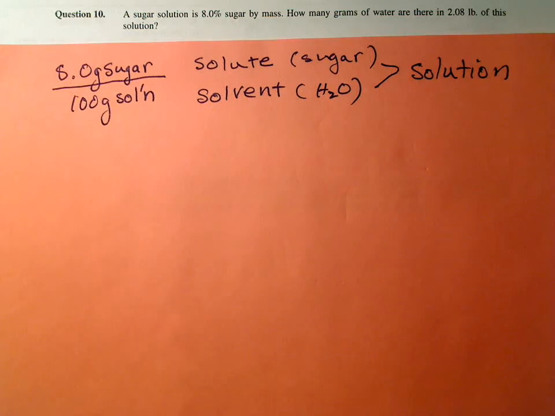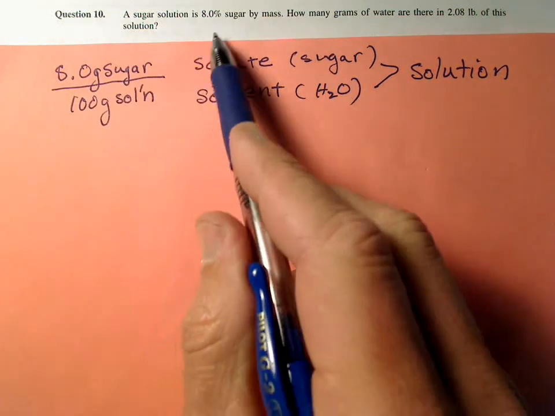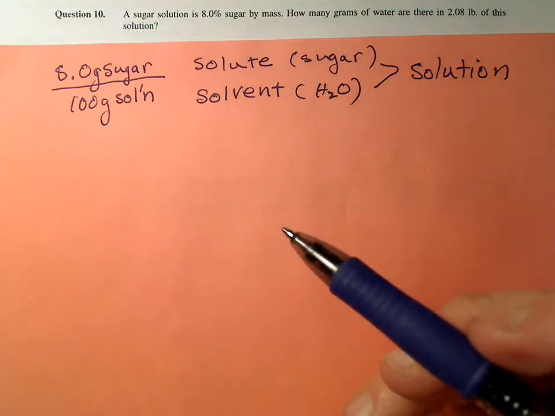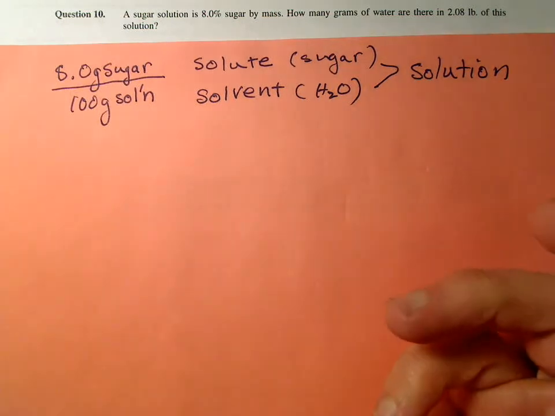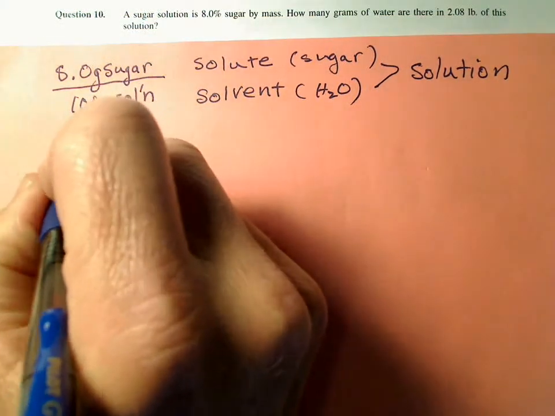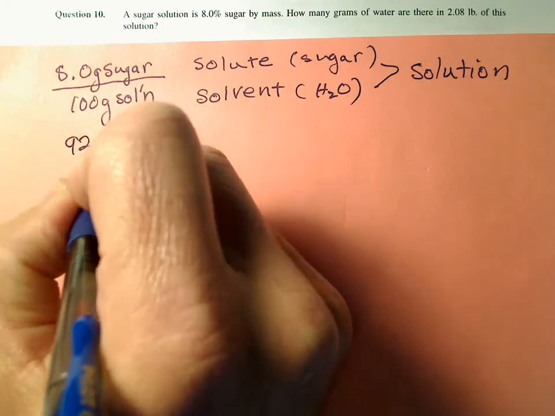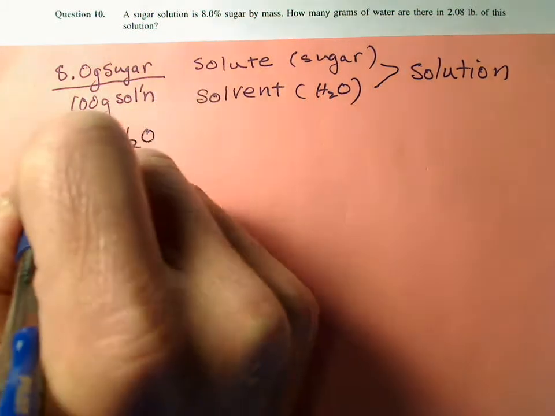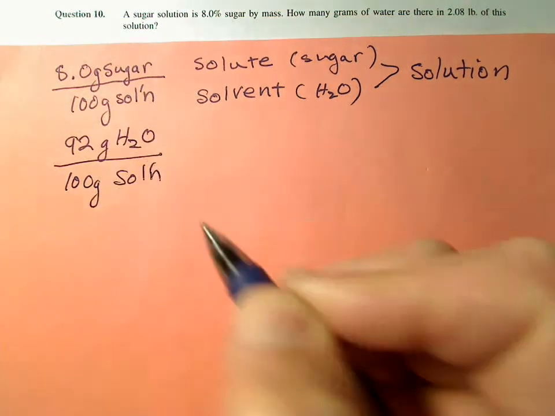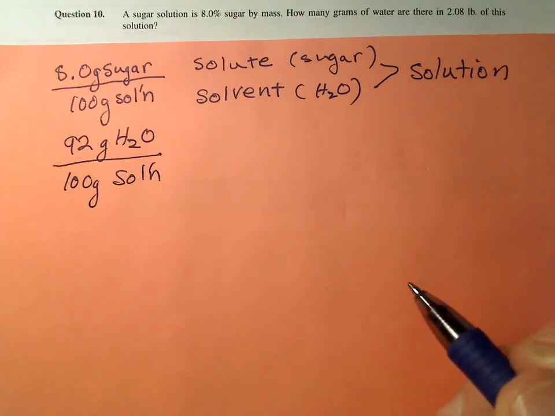Now what we need to do is figure out how much water is in this solution. Well, what's the percentage of water? If it's only sugar and water, and it's 8% sugar by mass, it must be 92% water. So we know that there are 92 grams of water per 100 grams of this solution. That's what we're going to use.